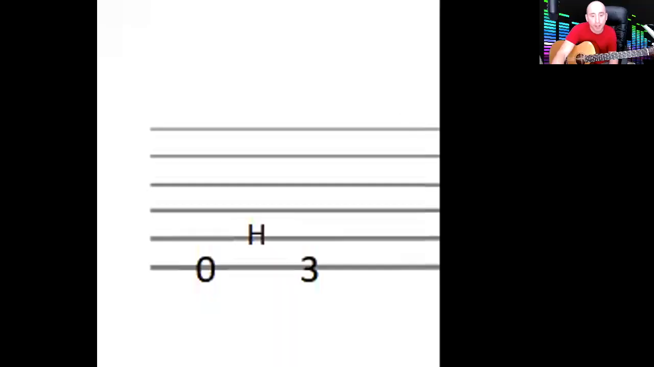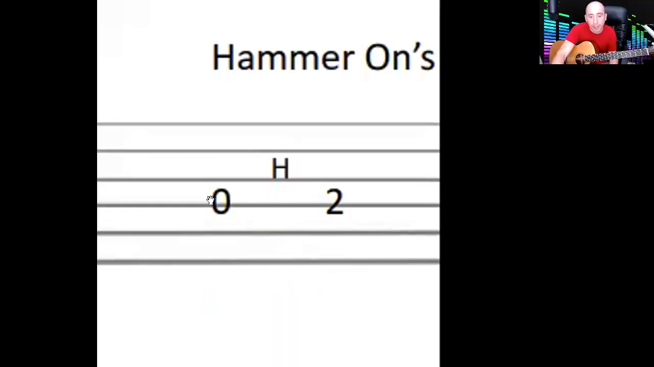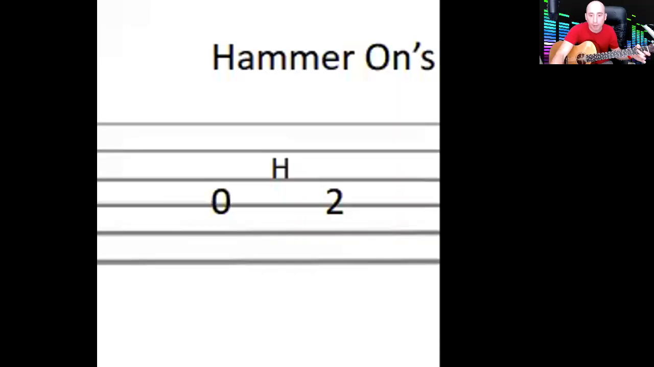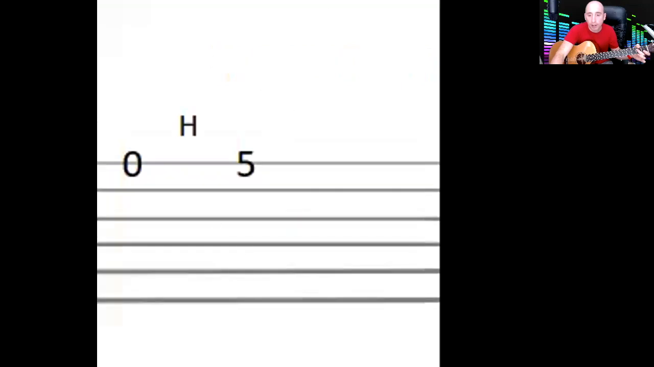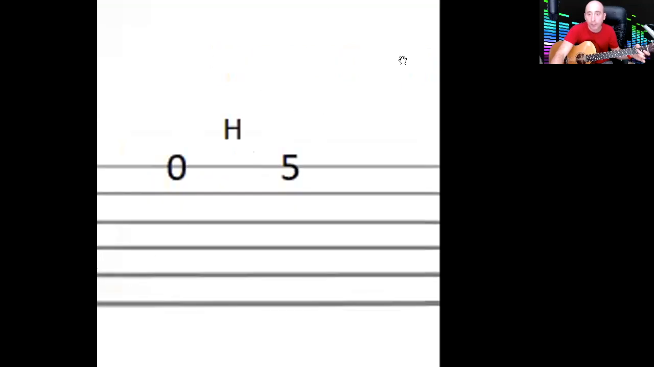If you did a hammer and a pull off, yeah, you can start to get a bit of speed in your playing because you don't have to pick every note. Alright, so the opposite to that is a 0-2 hammer on the 4th string. So play the 4th string 0 and hammer on the 2. And the last little hammer on example is 0-5. So that's on the 1st string. So just practice that.